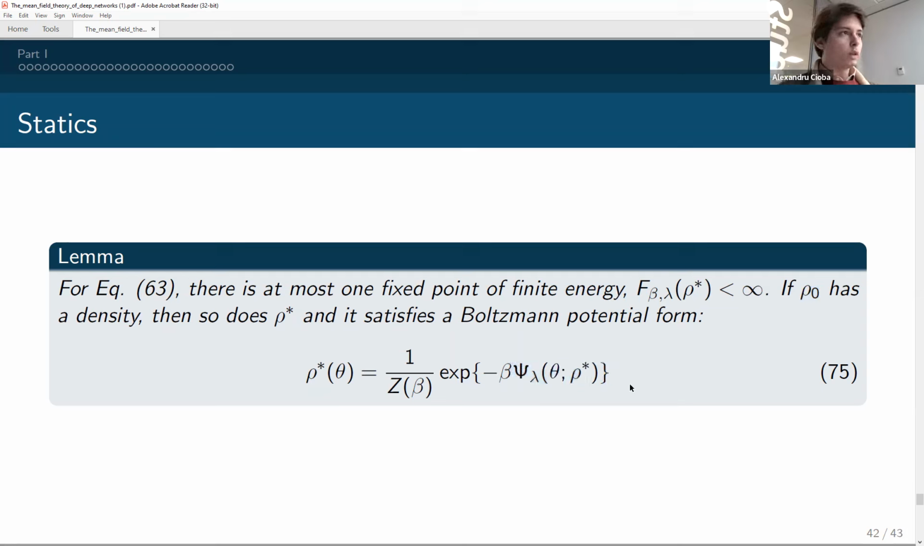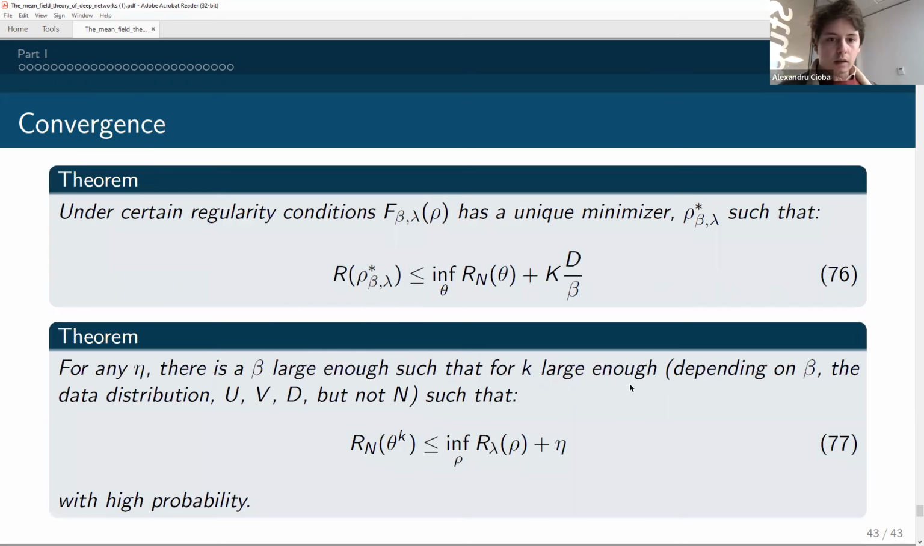Okay, so we basically know what the statics of equation 63 are. So we can use them to study what happens for the finite time SGD iterates. So obviously, because of the existence and uniqueness of these fixed points, the distributional dynamics will evolve to rho star, and you can write out.